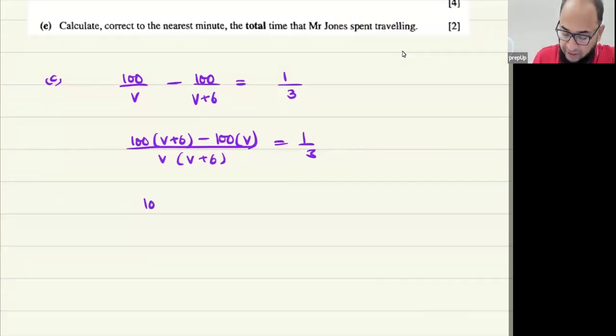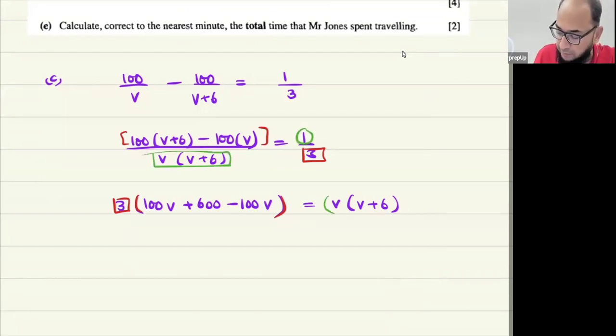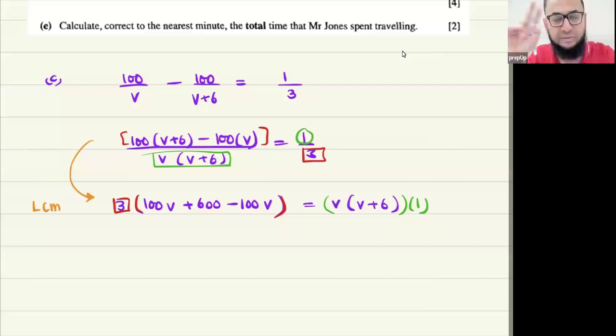So now 100V plus 600 minus 100V into 3 is equal to V, V plus 6. I have taken this 3 and multiplied it with this bracket. Over here, I have taken this V and V plus 6 and multiplied it with 1. Also, I have taken the LCM over here, so basically I've done 2 steps in one. I would advise, LCM is already taken, and I've done the cross multiplication.